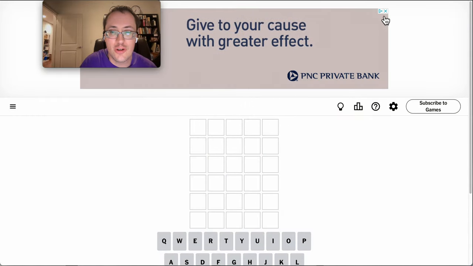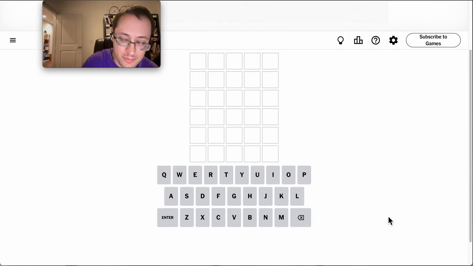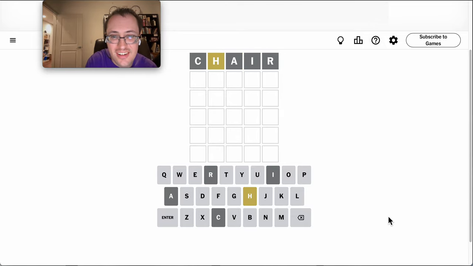Ignore the dogs fighting on the chair in the background, but it gives me a good word to start with. Okay, H is in this. But there's no C. And there's no A either, so coach is out, roach is out.